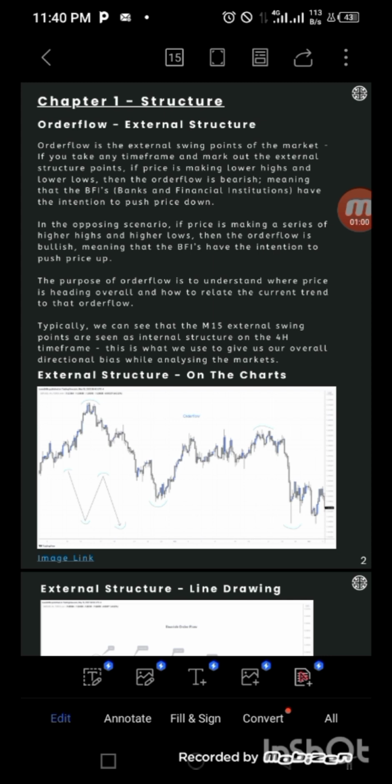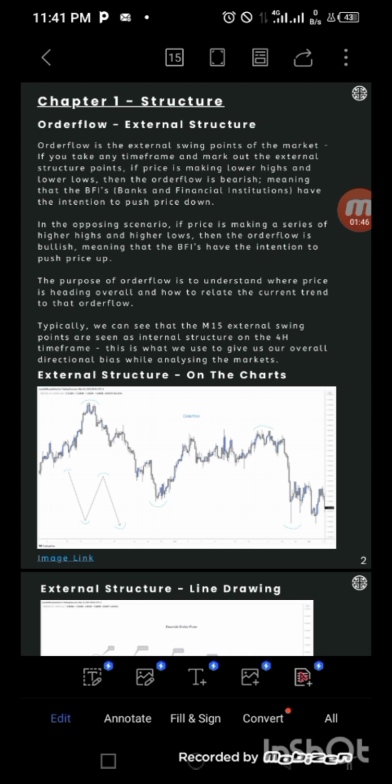In the opposing scenario, if the price is making a series of higher highs and higher lows, then the order flow is bullish, meaning that the banks and financial institutions have the intention to push the price up. The purpose of order flow is to understand where price is heading overall and how to relate the current trend to that order flow. Typically, the 15-minute external swing points are seen as internal structure on the 4-hour time frame. This gives us our order flow directional bias while analyzing the markets. This is external structure on the chart.